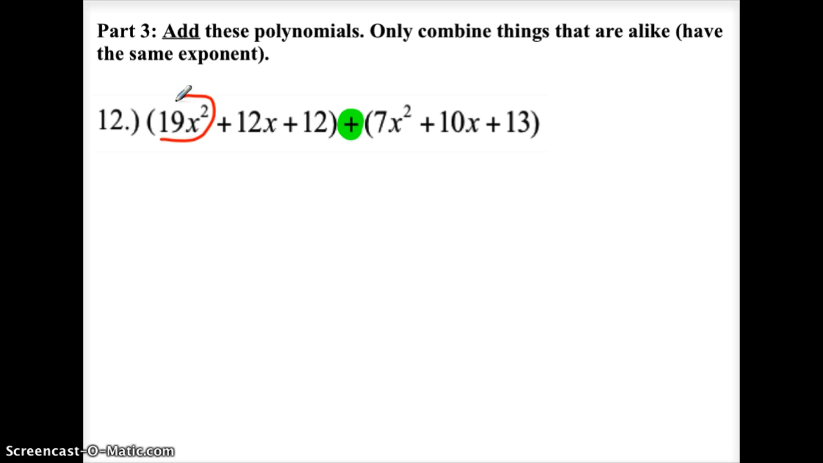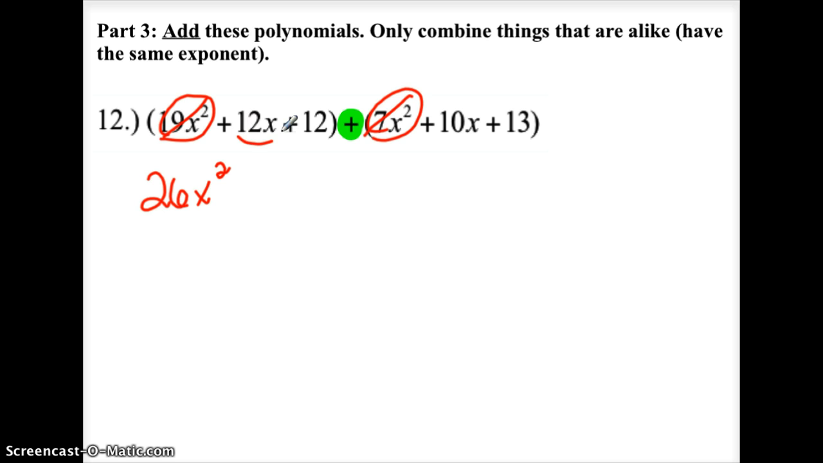When we combine like terms, is there another x squared that I can add with this 19? So look through the problem. Oh yeah, there's one right there. So because it's adding in the middle, add 19 and 7, and that becomes 26x squared. And once I add them, I like to cross them out so I don't mess with them anymore.